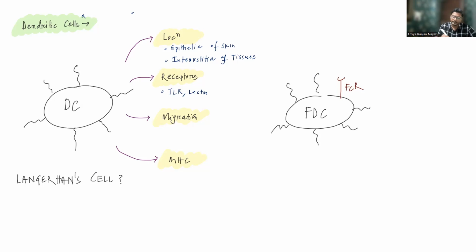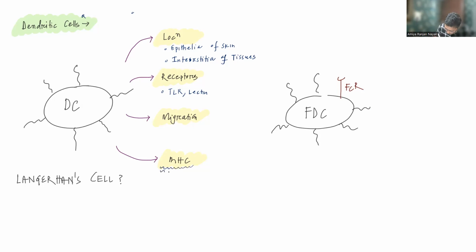The third point is, once they interact or once they engulf, or once they identify the antigens, they can take up the antigen and they can migrate into those areas where they have to interact with the T cells. Basically, the dendritic cells will process and present the peptide antigens to the T cells. Okay, that is the primary function of dendritic cells. They will process the peptide antigen, and they will present it to the T lymphocytes with the help of MHC molecules.